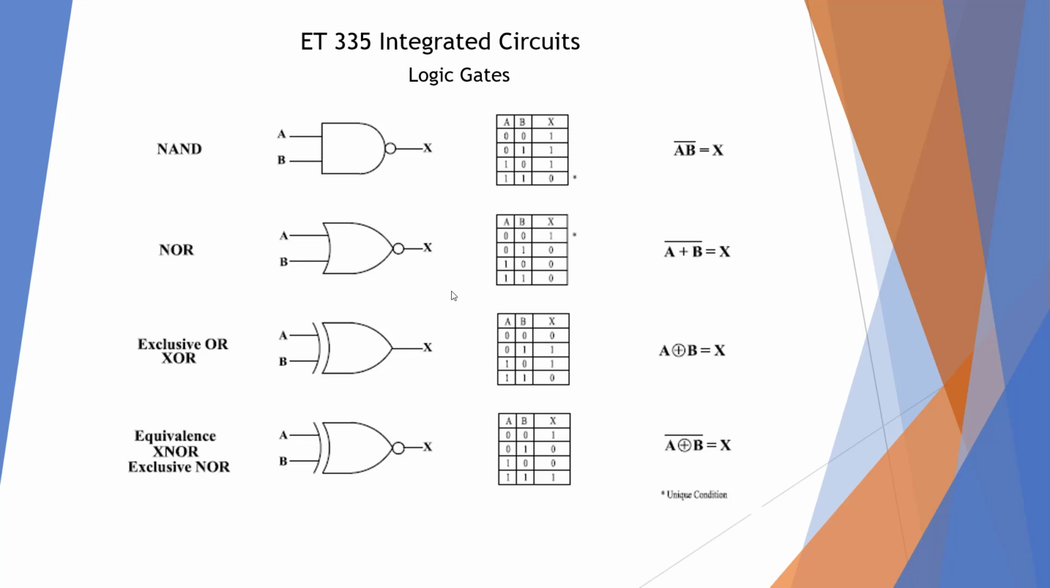An exclusive OR is an OR gate which excludes the like pair. So this is only true or high when either one of these is active, but not both. And the exclusive NOR is the XOR with an inverter. So anytime the inputs are opposite, it's going to get inverted back to 0.